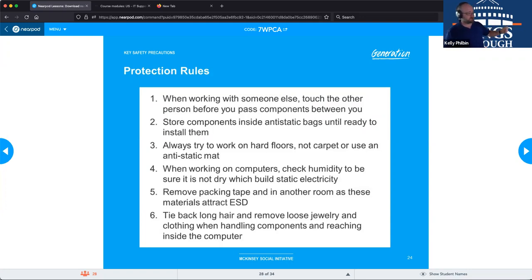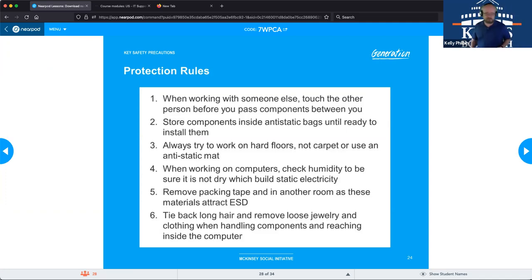And then things like packing peanuts, packing tape, all that kind of stuff, make sure all that stuff is removed and placed away from your area because they attract static electricity. If you've ever opened up anything with packing peanuts, what does it do? The peanuts seem to stick to everything. As you're moving around, that static electricity is keeping everything attached. So packing peanuts are probably one of the most dangerous things for components just because they are able to attract that charge pretty easily.